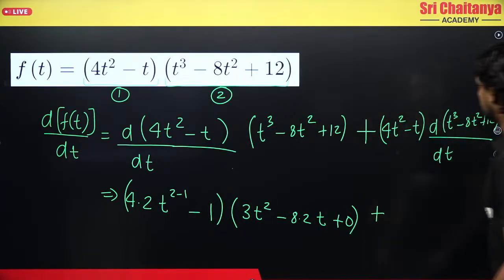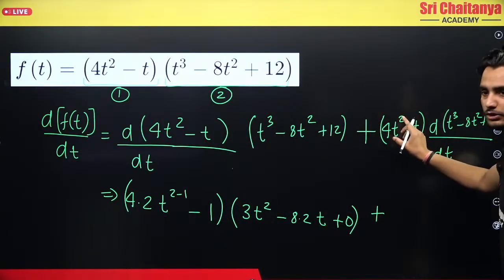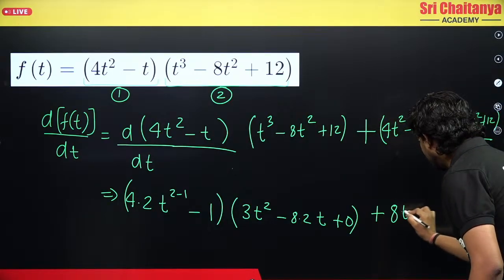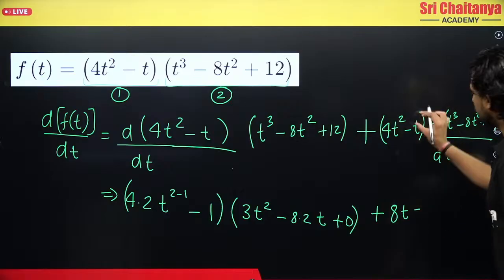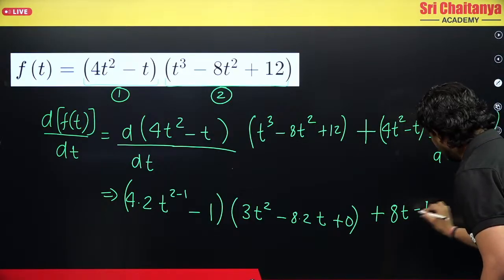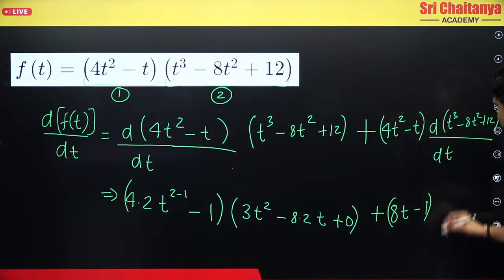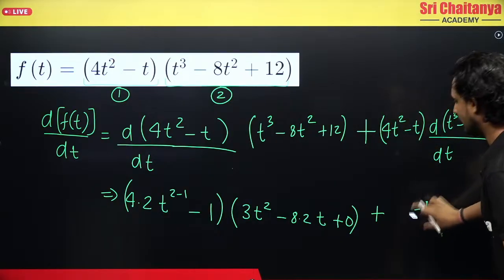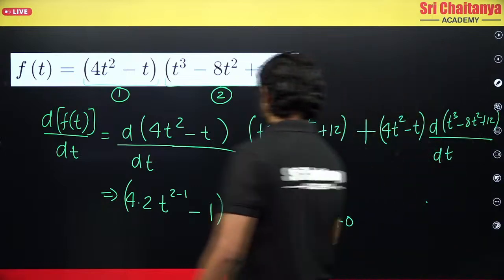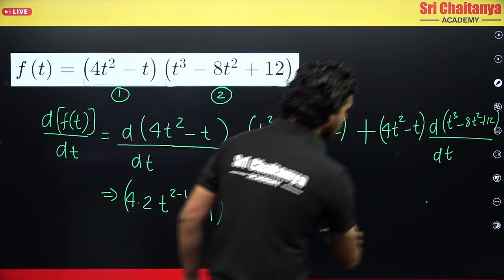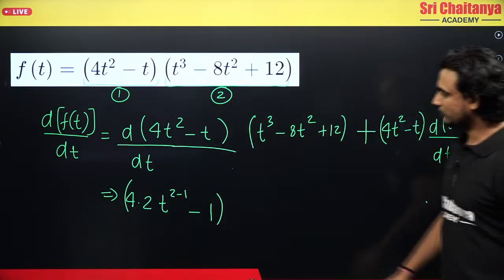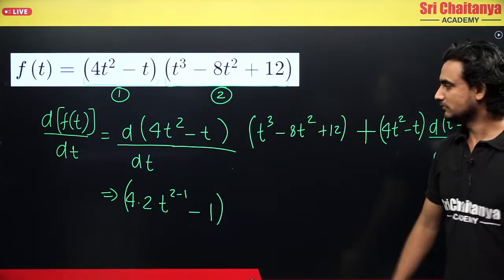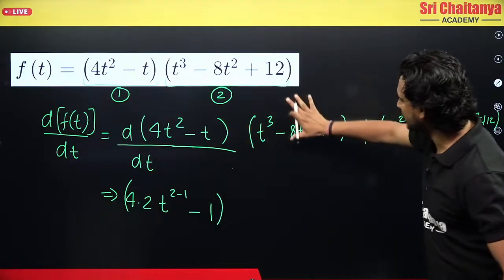Plus, this 4t square, so this 2 will come forward, 4 2s are 8, and this will become t. Minus, differentiation of t is 1, right? Sorry, I don't have to differentiate this, no? I made a mistake. I don't have to differentiate this. Okay, look here. What mistake did I make? That this I have to keep as it is. I have to just differentiate this function, and I have to keep this as it is.